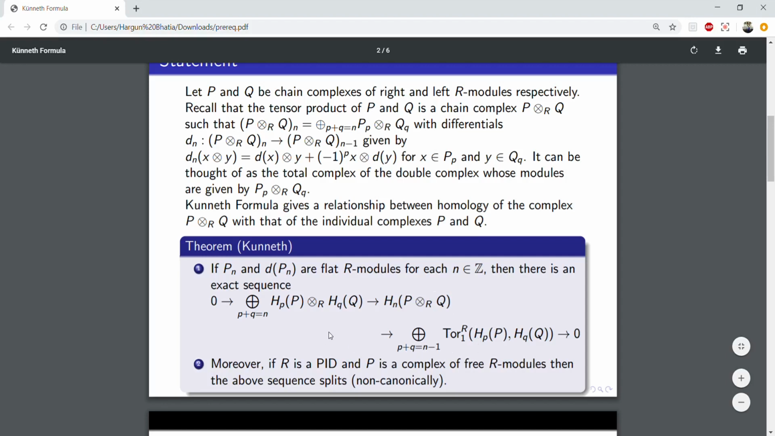Moreover, it says that if your ring is a PID and P is a complex of free R-modules, then this sequence actually splits. Although it splits non-canonically; here non-canonically means that to get the explicit splitting map, you have to make some choices.